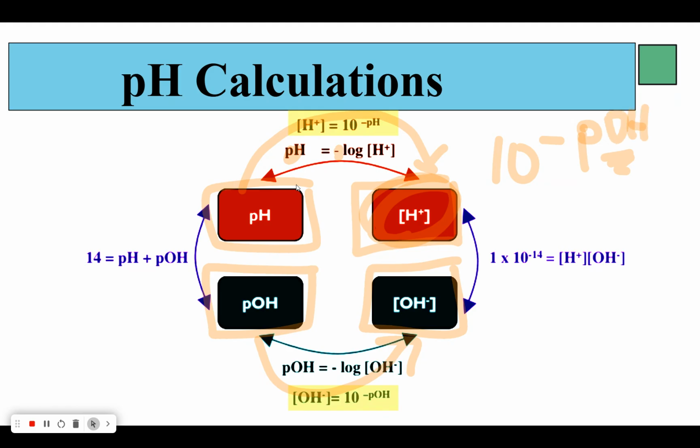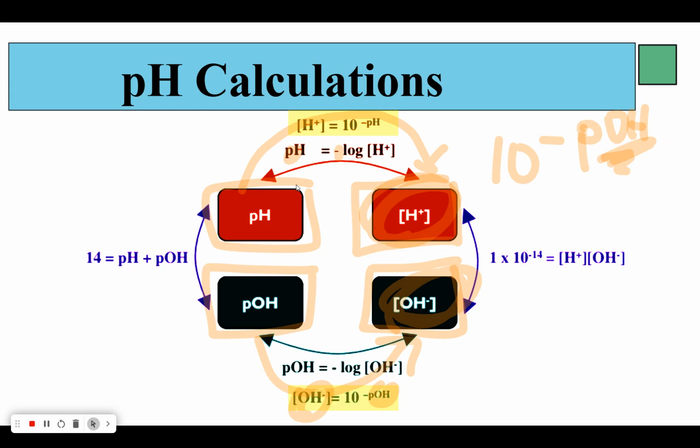Then if we're taking the negative log of the 10 to the negative of the pOH, we're going to get the OH concentration out of it. Just keep it in mind. H's go with H's, OH's with OH's. P means negative log. So if you're looking for the pOH, you're taking the negative log of the OH stuff. If you want to undo that, if you've got the pOH and you need just the normal OH, you have to undo that log. You've got to do 10 to the negative power of that pOH.